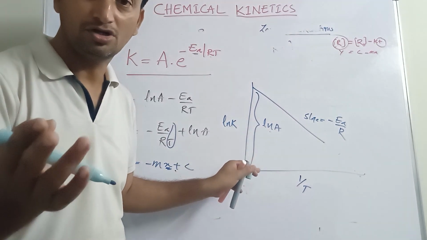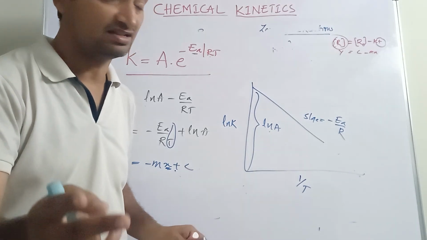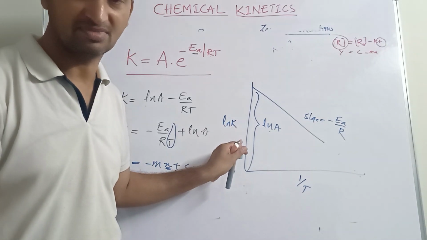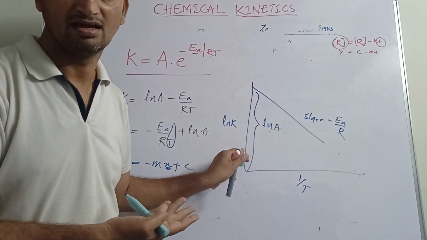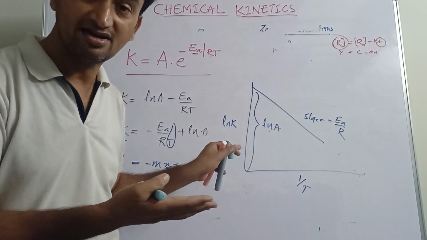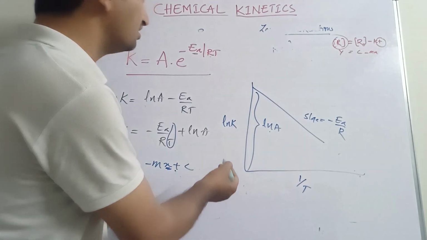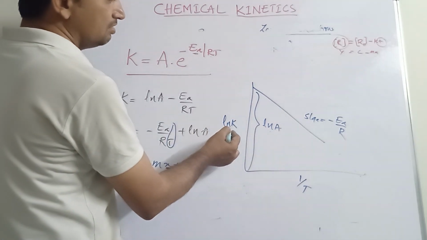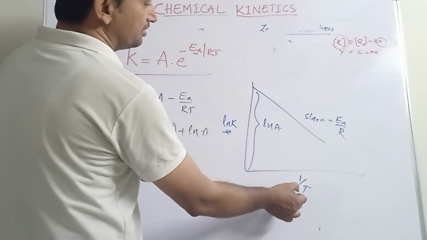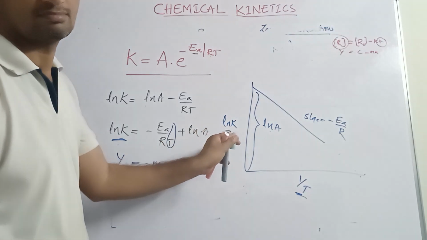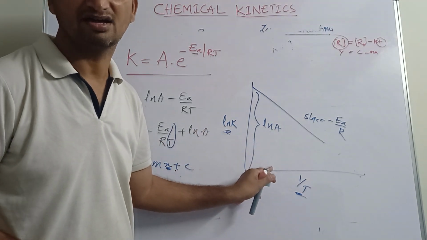Now you see here, I told you in chemical kinetics you are going to get two questions. The first question they asked is this graph only. Very easy. It is there in your NCERT textbook. They asked the graph ln k versus 1 by T. What is the nature of the graph?